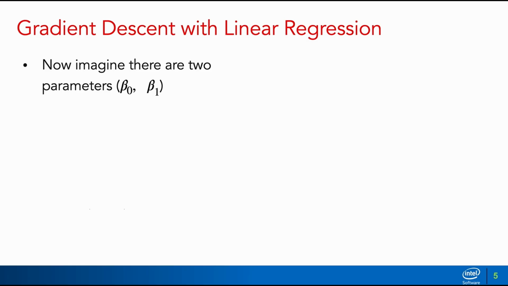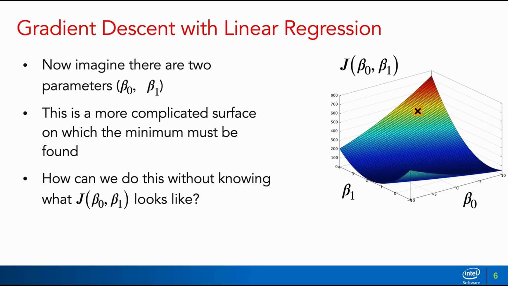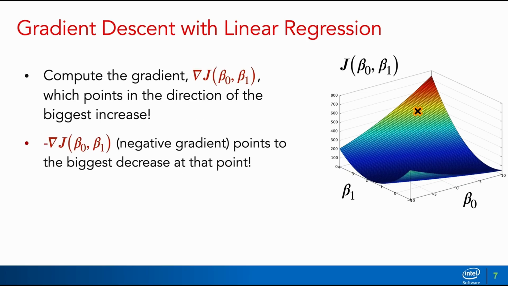Let's consider linear regression, where the cost function has two parameters, beta 0 and beta 1. Then, we have a three-dimensional surface representing the cost function of beta 0 and beta 1. From the arbitrary starting point x on the surface, we have many choices for the next move. The term gradient is analogous to a derivative or slope in higher dimensions.